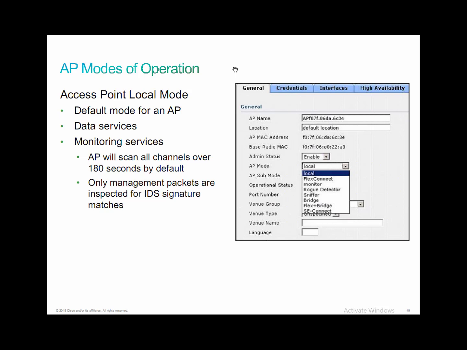If we're operating in local mode, the AP allows both client data services and it monitors all of the radio frequency spectrum as well. This is why it's typically the preferred mode, because I want to be able to provide RF spectrum data, and then I also want to be able to service clients.